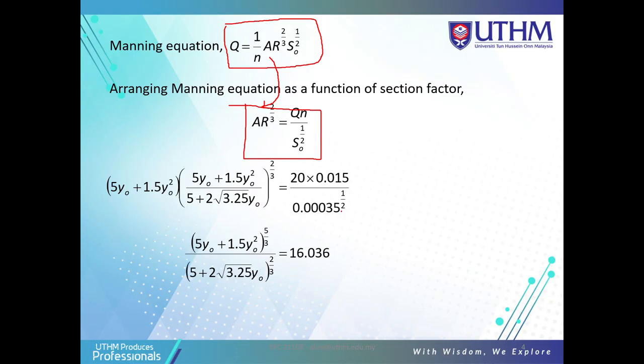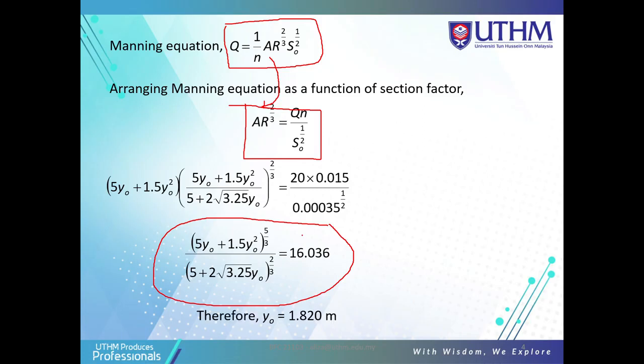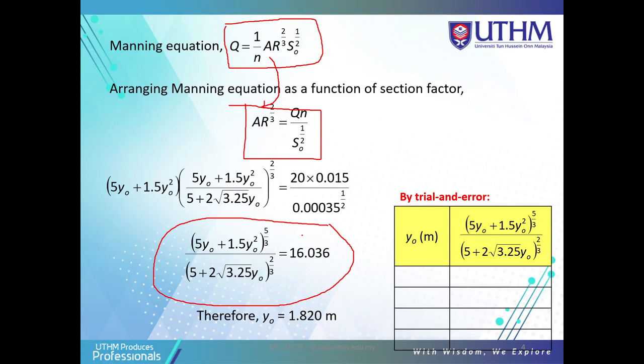But we don't know the y naught. So we have this formula here for the calculation, so we use the direct trial and error method. You just put y naught in the first column here, and this value in the second column here.